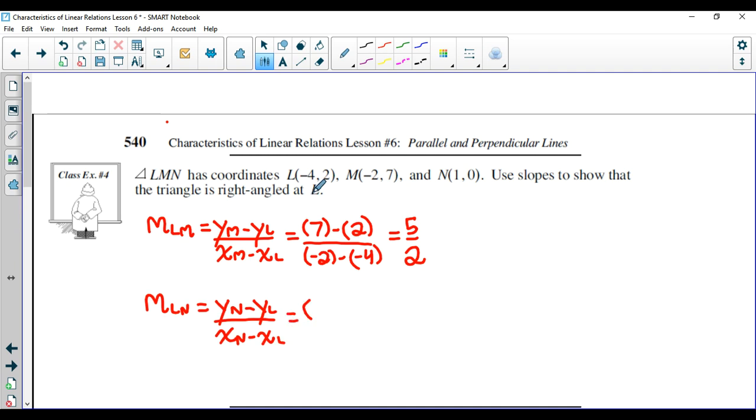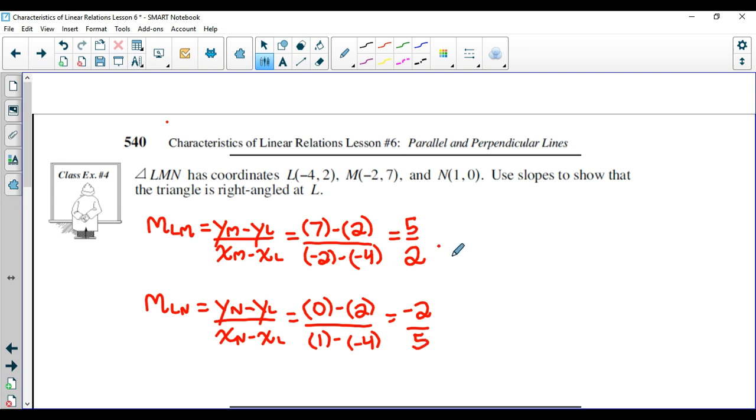So this would be equal to point N, which has a Y coordinate of 0, minus point L, which has a Y coordinate of 2, over XN, the X coordinate of point N, which is 1, subtract the X coordinate of L, which is negative 4. So 0 minus 2 is negative 2. And then 1 subtract negative 4 would be adding a positive, so that'd be negative 2 over 5.